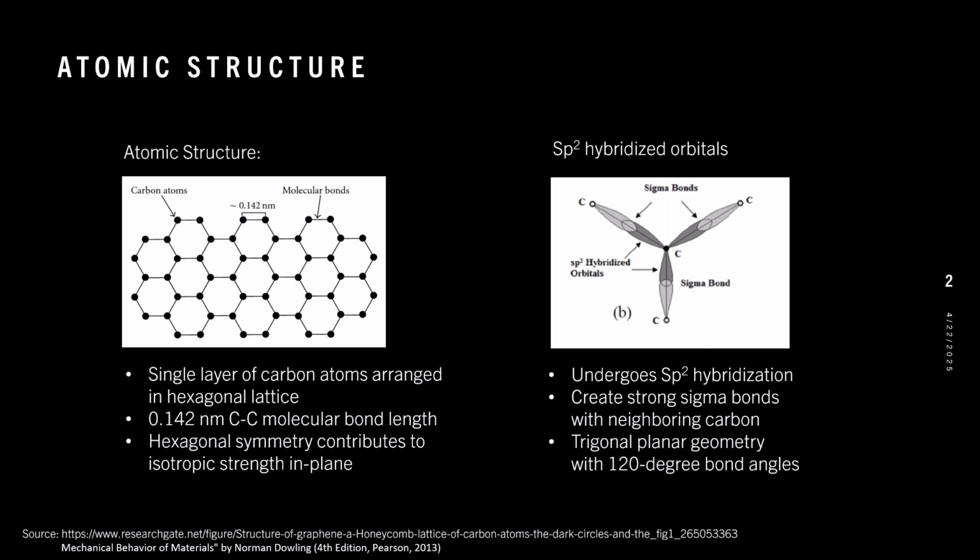The atomic structure of graphene consists of a single layer of carbon atoms arranged in a 2D hexagonal lattice. The carbon-to-carbon molecular bonds in this lattice are incredibly strong, with a bond length of about 0.142 nanometers. Each carbon atom undergoes sp2 hybridization. These create strong sigma bonds with a neighboring carbon atom. This results in a trigonal planar geometry with 120-degree angles between bonds. All of these properties of the atomic structure significantly contribute to its properties.